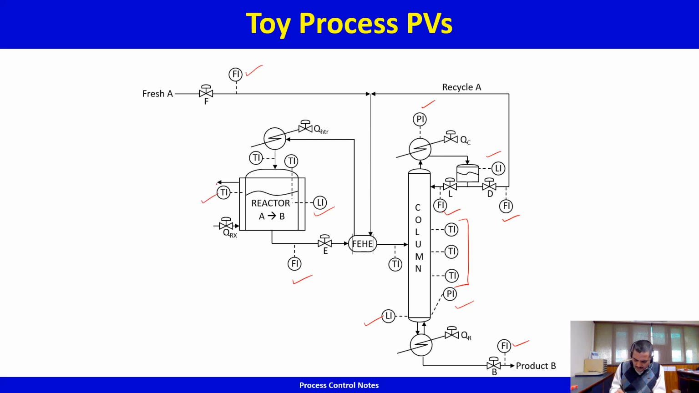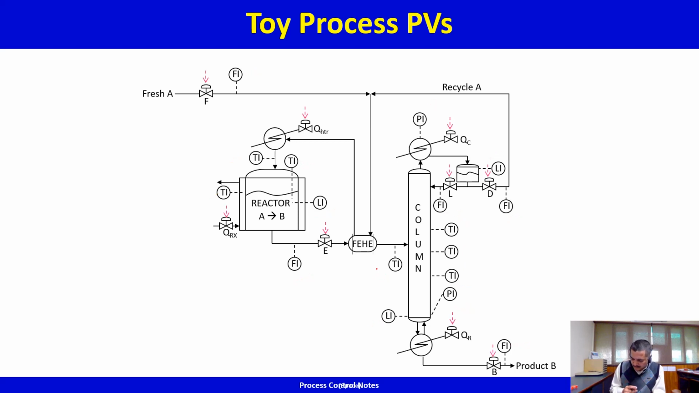you got the reactor temperature, this is the jacket temperature, sorry, and then you got the reactor feed temperature. These are all measurements. You also have the temperature of the cooled stream going into the column, and so on and so forth. I mean, this is just an example.